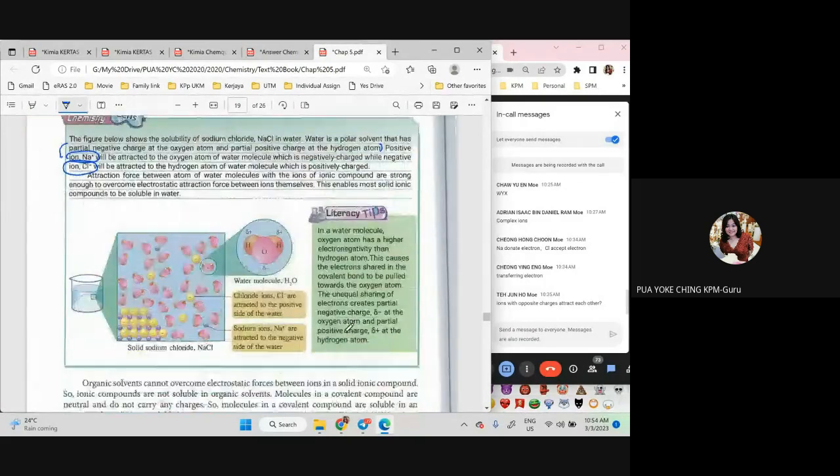Okay. Senang cerita, you tengok gambar ni. This is your water molecule H2O. You saw this is like a delta plus, a delta plus, a delta negative. This one we call it partial positive. Not partially, sorry, partial.